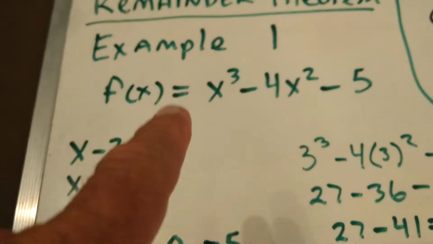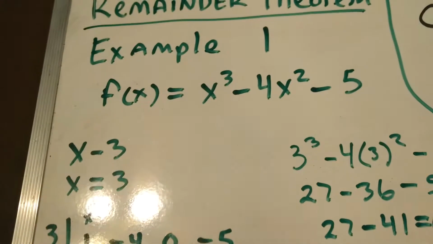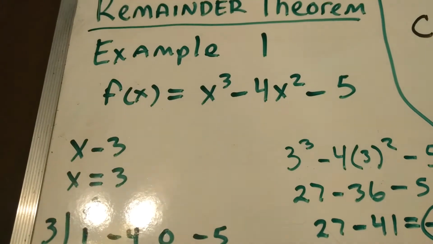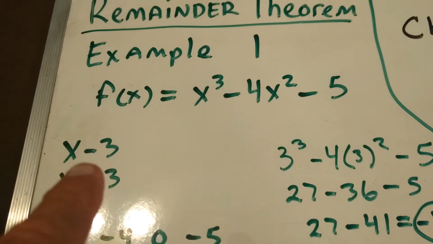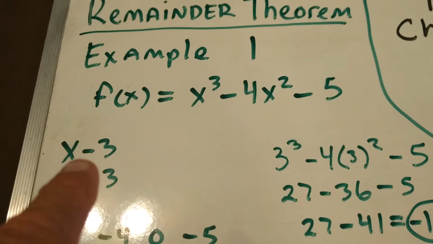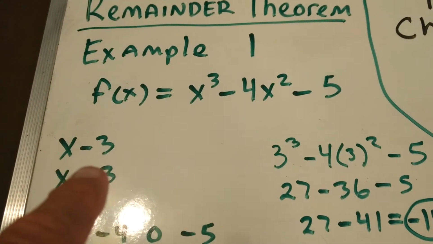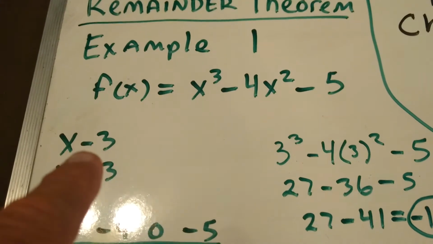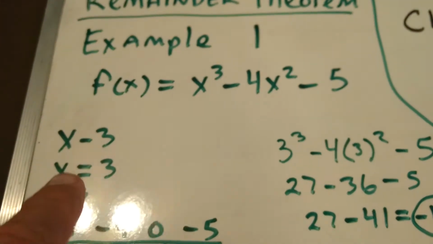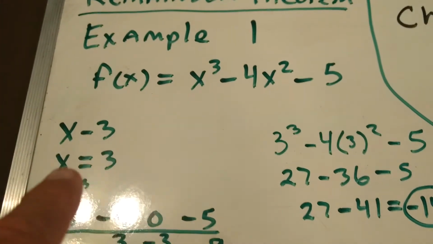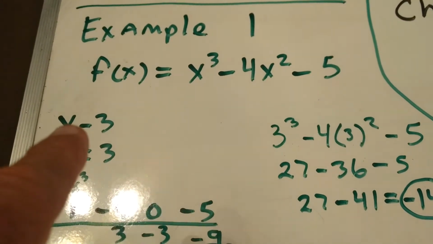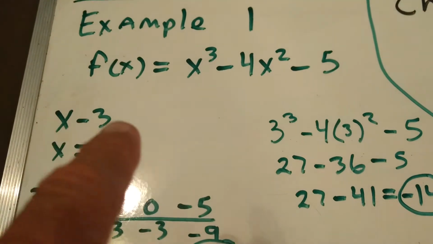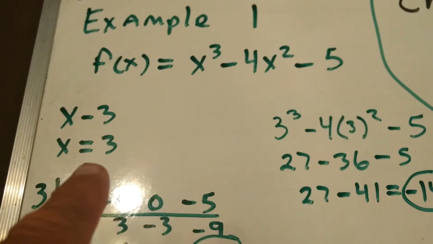And right here you can see we have a function f of x equals x cubed minus 4x squared minus 5. What we want to do is check and see what the value of x minus 3 would be. So if the factor is x minus 3, the 0 is x equals 3. I got x equals 3 just by setting x minus 3 equal to 0 and adding the 3 over.